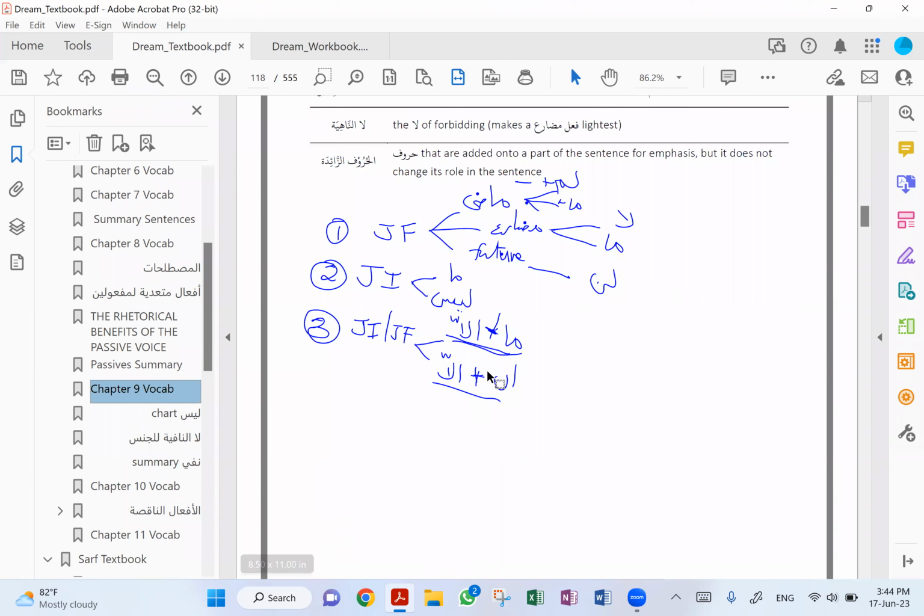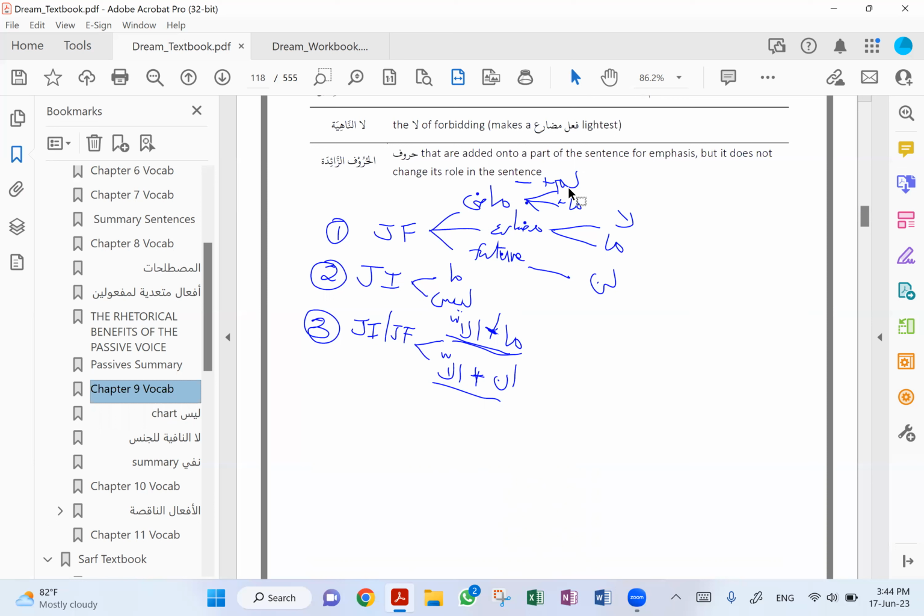So this is basically it. Now, of course, each one of these has its own rules, how to do it. So of course, lam, we know it's the lightest harf when it comes to mudari', right? We learned about that with lam, lamma, wal, falli, those harfs.